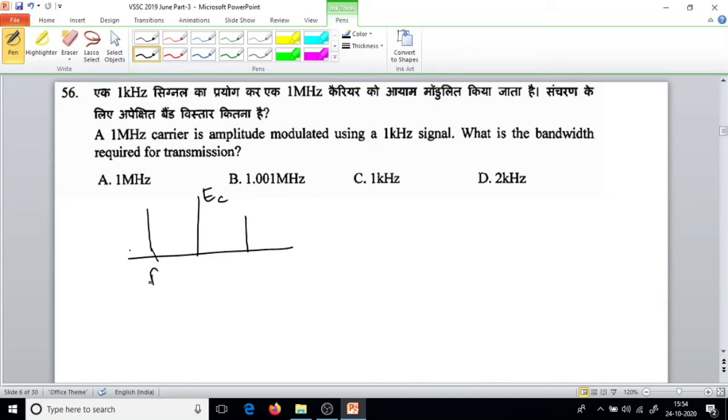So this is FC minus FM. FC is the carrier frequency and FM is the modulation frequency. This is FC minus FM, FC, this is FC plus FM, and this is FC minus FM. And this is the amplitude, mEc by 2. It's also mEc by 2.